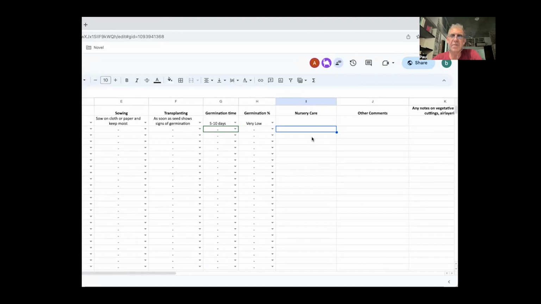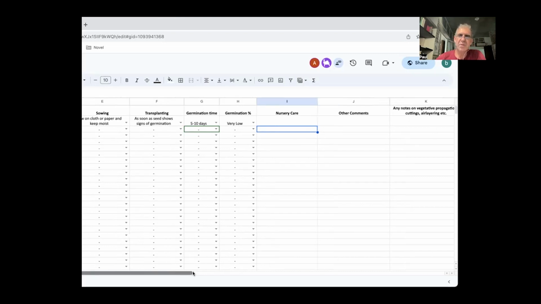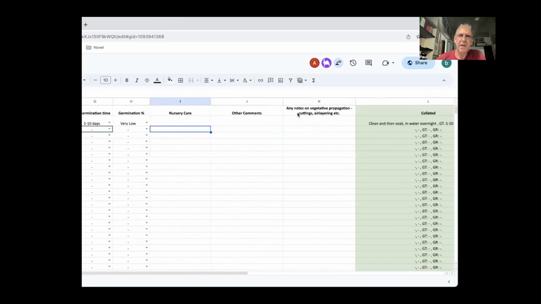Other comments, like I say, that's really just catches anything that doesn't come up through the pick lists or anywhere else that you think is important information that someone who's starting out or someone who's interested could learn something from. And then we have a column towards the right, which talks about any notes on vegetative propagation. So do they come from cuttings, air layering, that sort of information, which again is quite easy.